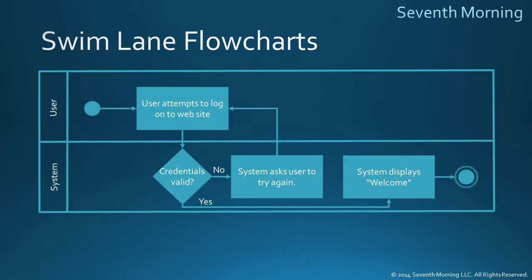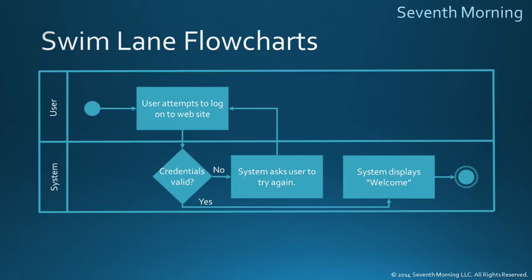If they're valid, the connector goes over to the far right and displays the welcome message, and then it finishes. If not, the system asks the user to try again, and we have that connector going back to the step where the user attempts to log on.